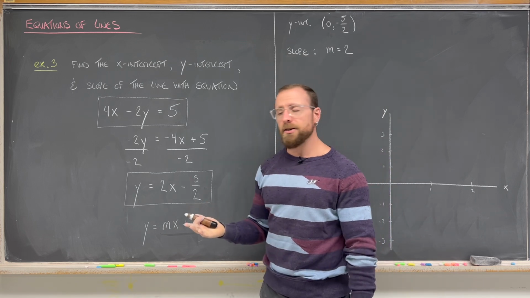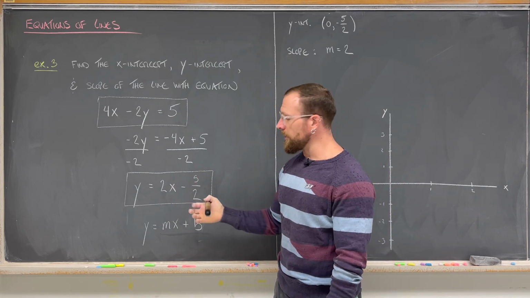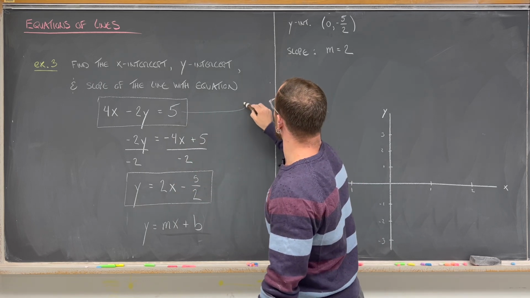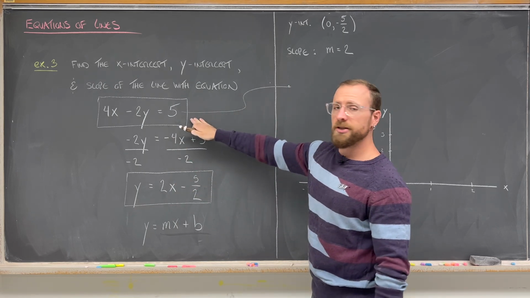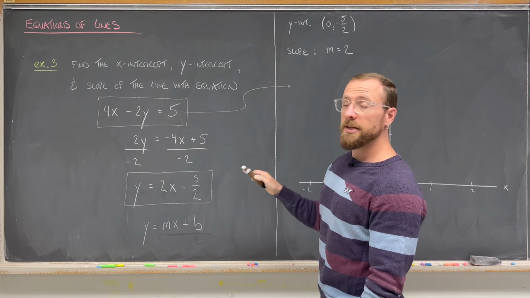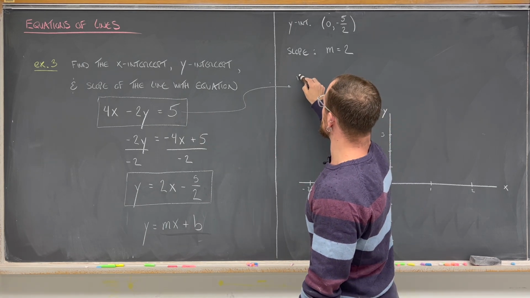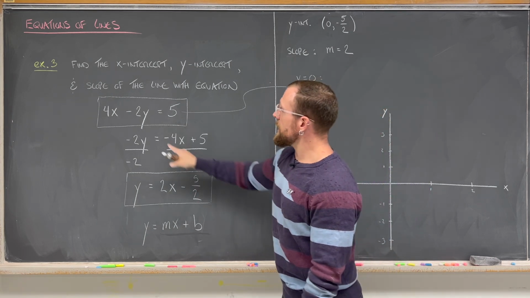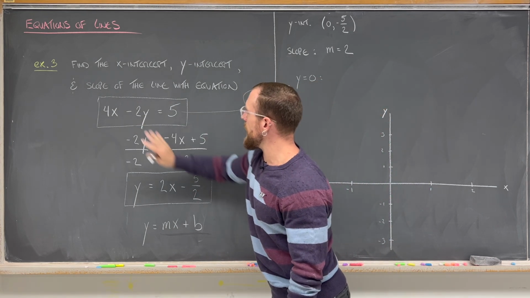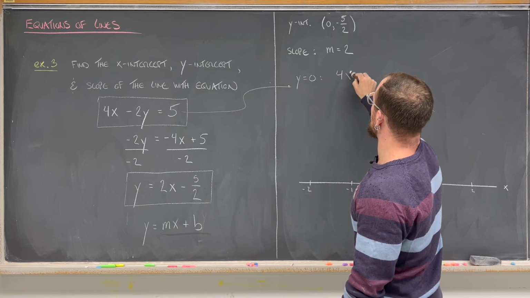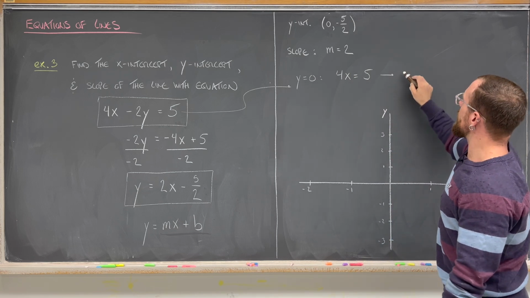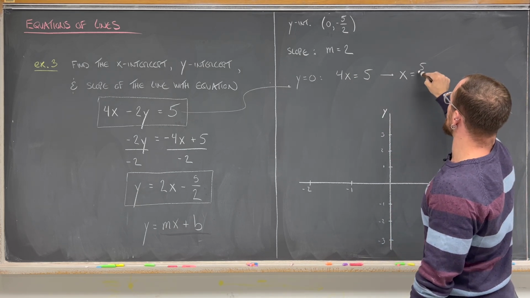Now what about the x-intercept? That's not obvious from this form or this form, though I think I'd prefer to work with the original equation that I was handed. If you want to know what the x-intercept is, you're just going to set y equal to 0 and solve for x. If y is 0, this term goes away. We end up with the equation 4x equals 5, and if I divide both sides by 4, I find out that x is equal to 5/4.